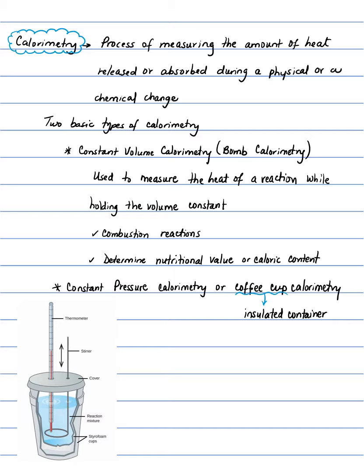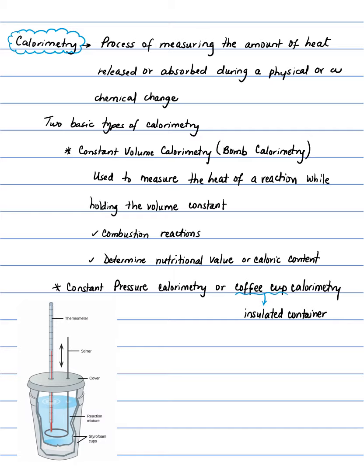So basically, when we are using a bomb calorimeter, we can determine how much heat has been released from a combustion reaction. If you have a compound containing carbon undergoing a combustion reaction, your products are carbon dioxide, water, and energy. We can determine that specific amount of energy released from a combustion reaction using a bomb calorimeter. Another application for this type of calorimetry is to determine the amount of calories that food contains.